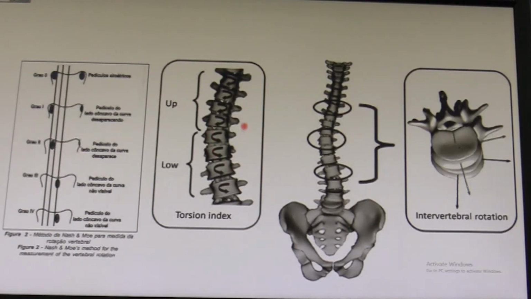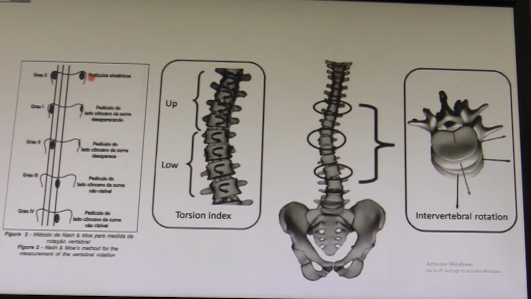Because rotation is very important, we have a classification called the Nash-Moe classification. What is that? It is the difference in the pedicles on both sides of the vertebra, according to the severity of the rotation.